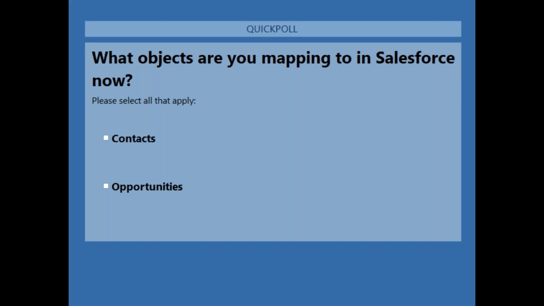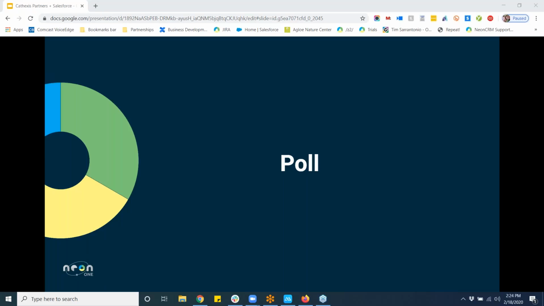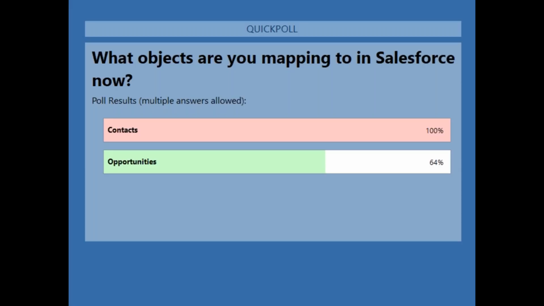Off the top of my head, I consider that pretty good, but I'm sure I'm missing a few. Well, and I'm looking at our poll, and I actually should have added campaigns in there as well. That's an important one, but most people are at least doing contacts, and a majority are doing opportunities. So that's a pretty solid one. But if we were to also add campaigns or other types of things, I imagine the numbers might go down once you add more objects.